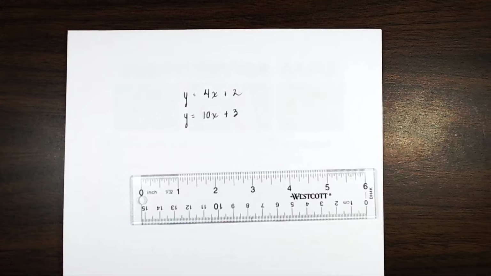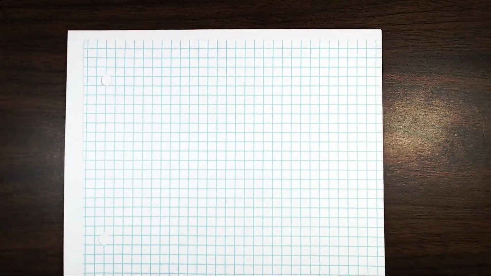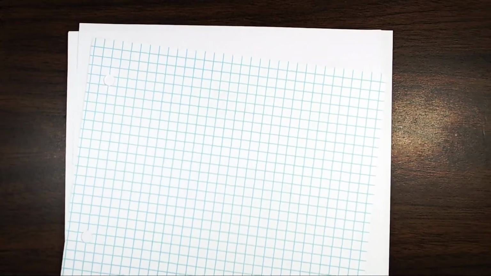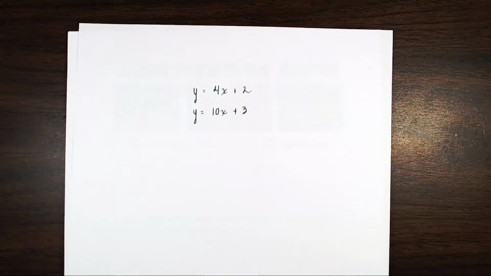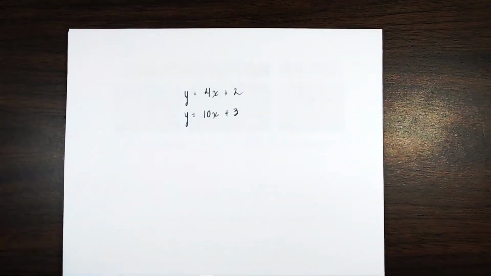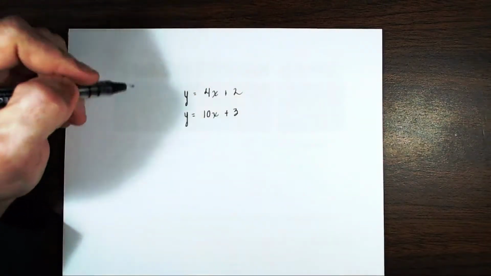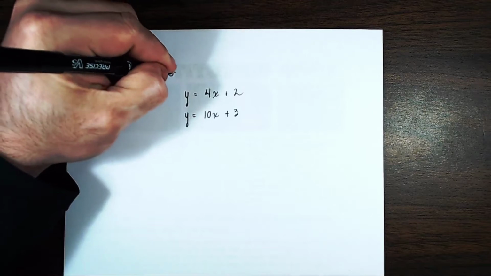And you say, well, how do we discover where they cross on a graph? Now, we could graph them and see where they cross, but a lot of times when you graph equations on a piece of graphing paper, they might cross in the middle of a square, and you're not entirely sure exactly where that point is. So how do we know precisely where that point is? Well, we do something called substitution.